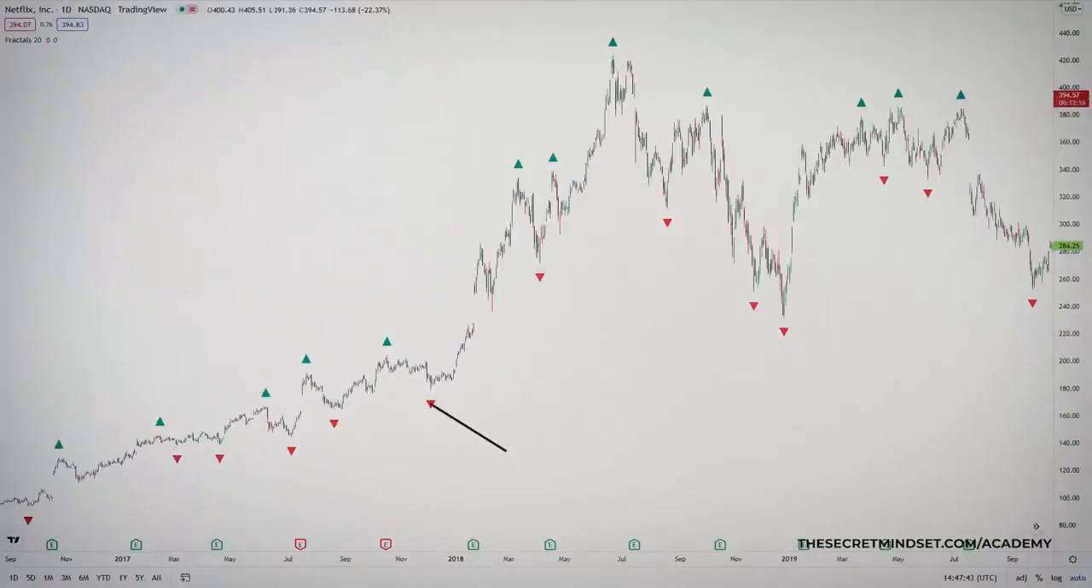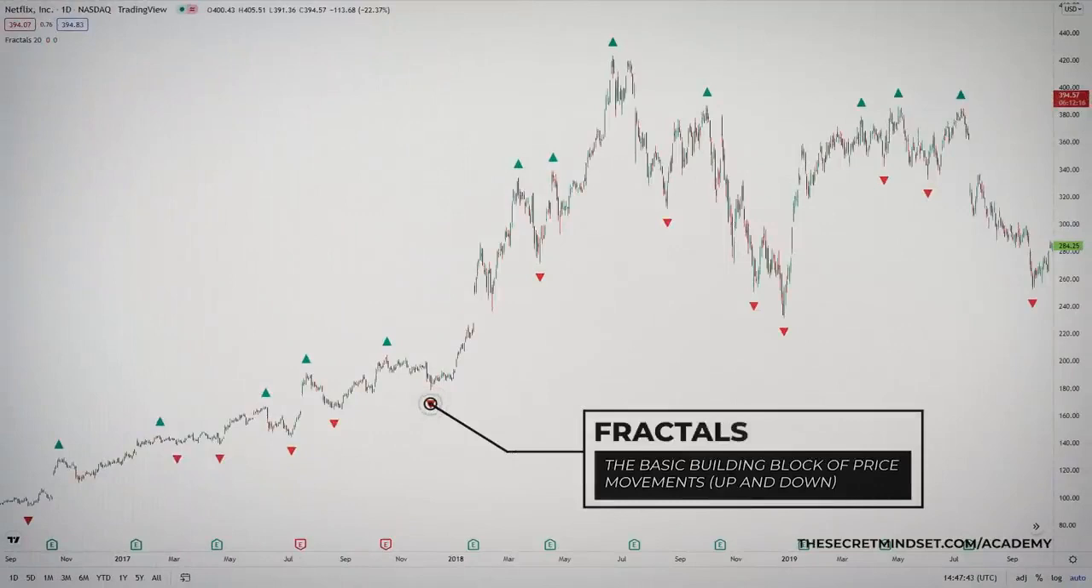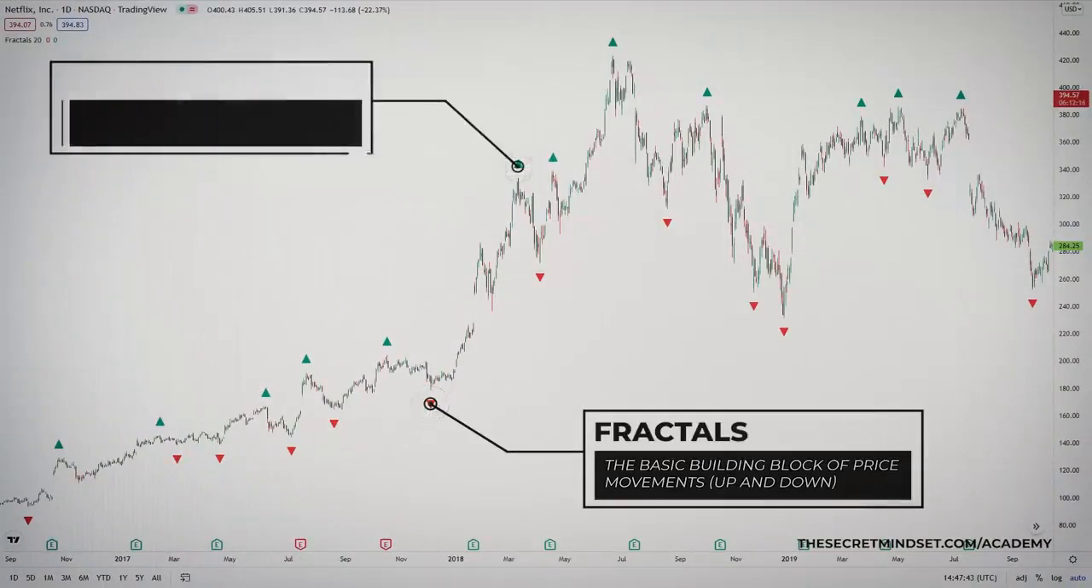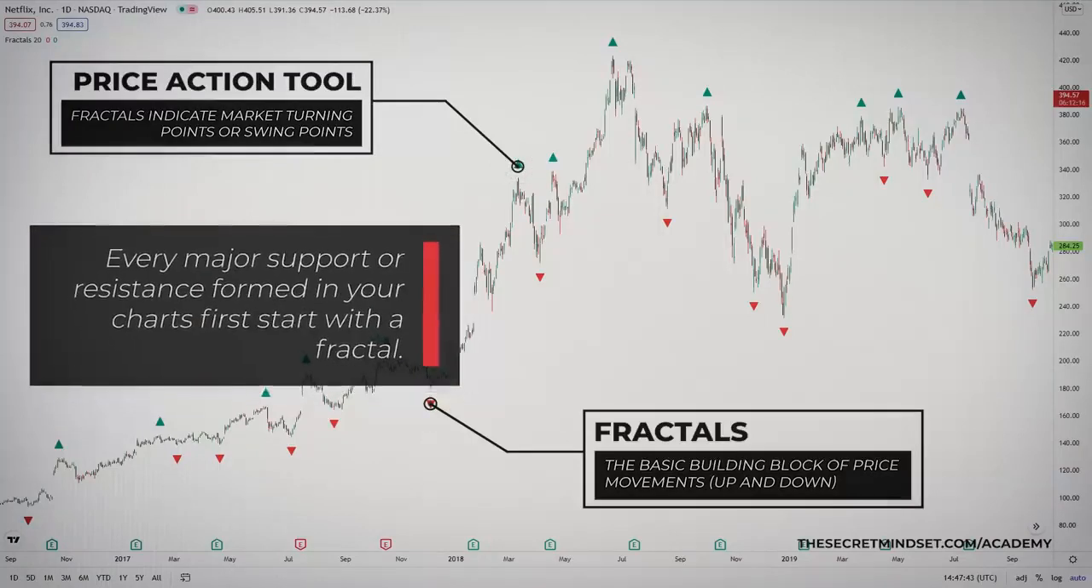At the very core, a market fractal is the basic building block of price movements up and down. Fractals indicate market turning points or swing points. Every support or resistance formed in your charts first start with a fractal. You can see why fractals are one of the best tools, especially when trading price action. In any trading decision, it's critical to find support and resistance areas, whatever time frame we are looking at.